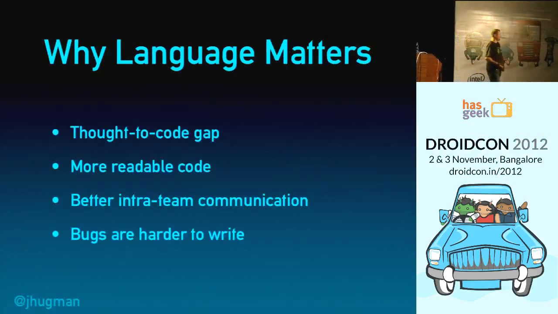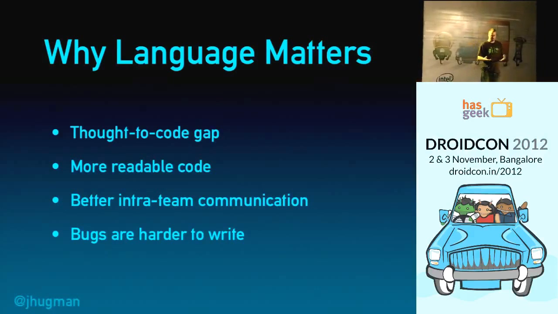So why does this matter? I've gestured at it, but what I've come up with is the thought to code gap. What a horrible expression. But you can think about the code in your head in the pictures and words that you might use when you're thinking about design, and then look at the code, and it's much more clearly expressed in those terms. And you have more readable code because of it. And because of this, you've pretty much been talking about a shared language within your team. So suddenly your code becomes easier to talk about. Again, a horrible term, intra-team communication.